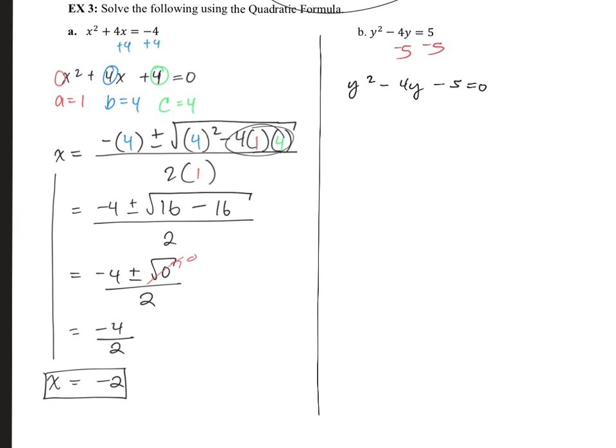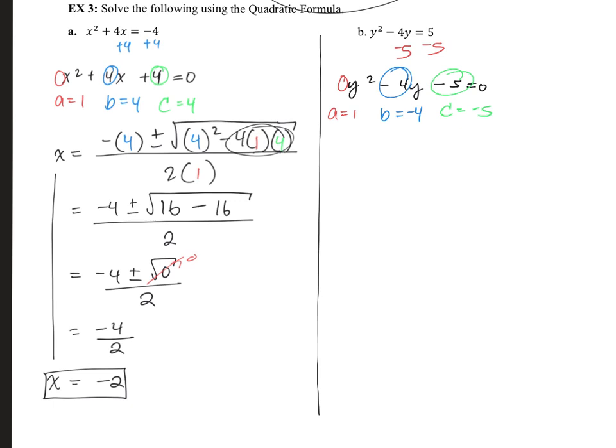So what are my a, b, and c values? Well, my a value is 1, right there. My b value is negative 4. Careful, that negative comes with 4. Okay, watch the negatives. And my c value is a negative 5.